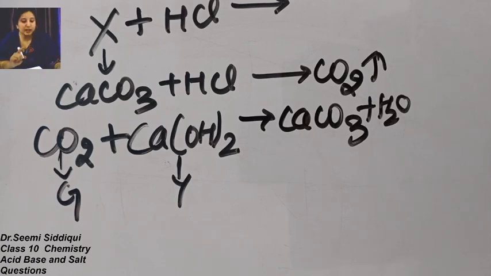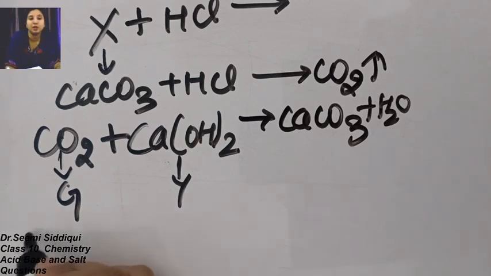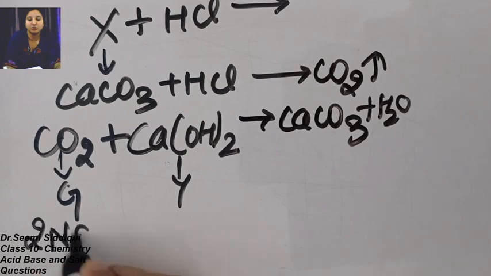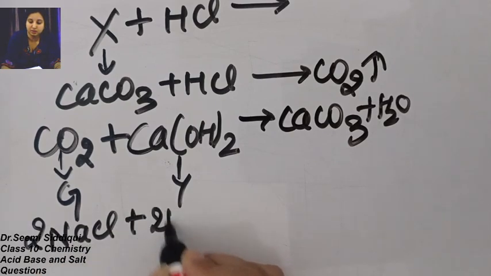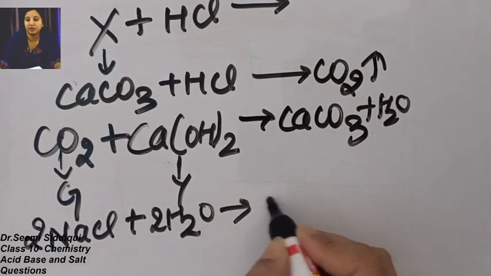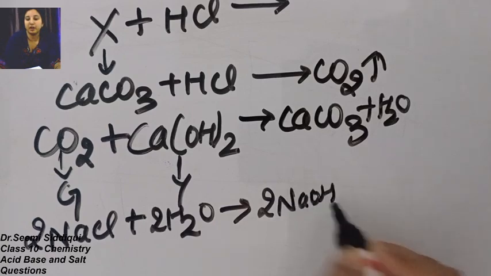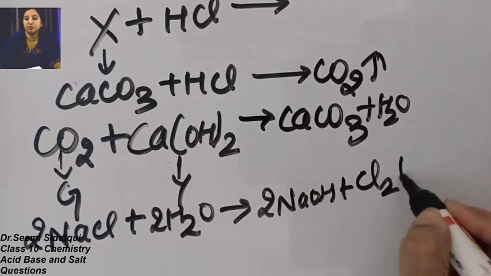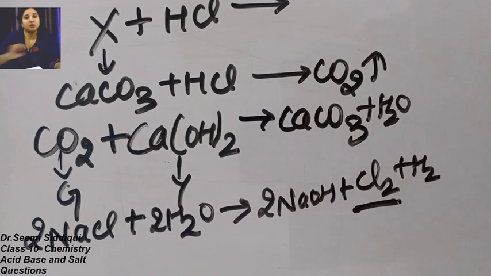A gas G that is obtained at anode during electrolysis of brine. Now electrolysis of brine means you need to write down this equation: 2NaCl plus 2H2O gives 2NaOH plus Cl2 plus H2. So it is giving you Cl2 during electrolysis of brine, which is passed on dry slaked lime Y. Now over here what is it?